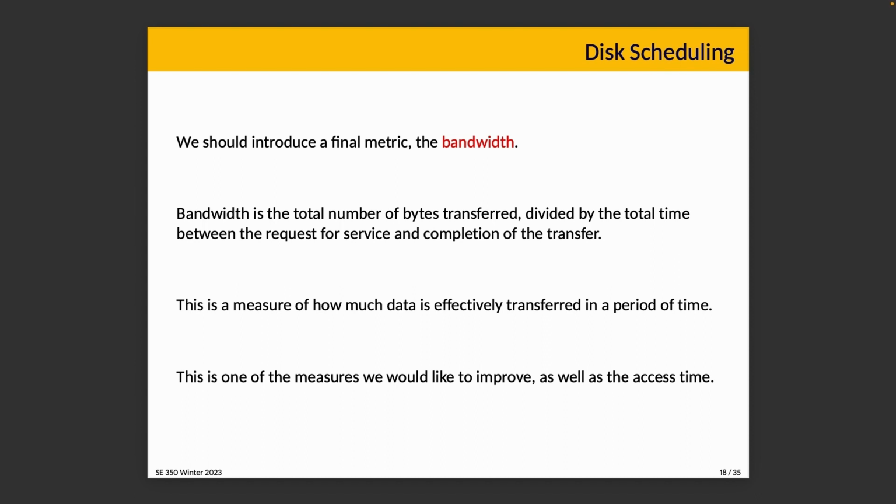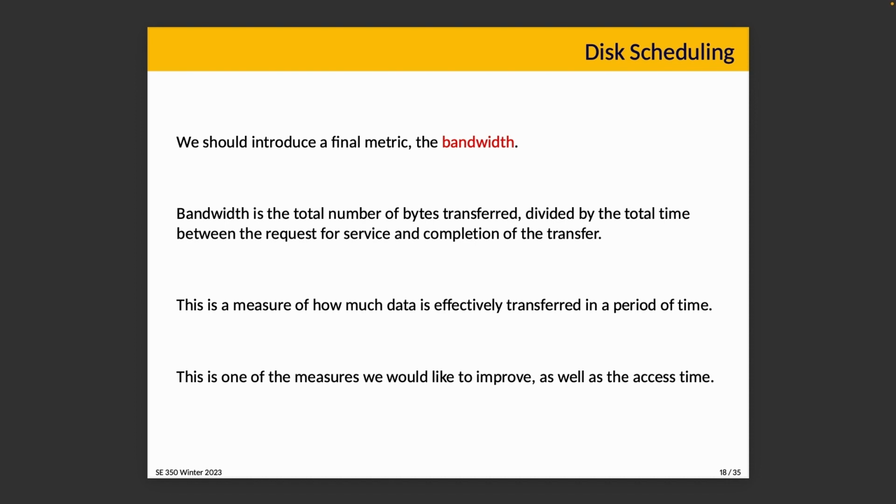Before we do that, though, I want to introduce one more interesting metric, if you will, which we will call bandwidth. Bandwidth is the total number of bytes transferred divided by the total time between the request for service and the completion of the transfer. If we want to download a file, and the file is 500 megabytes, we care mostly about the total time it took to do. So let's say it takes 2 minutes. Then we would divide the 500 by the 2 minutes, and we would get the effective bandwidth.